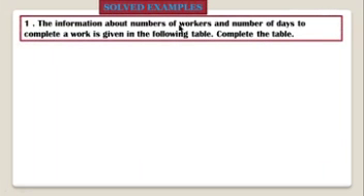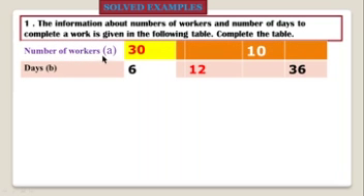Solved example. The information about numbers of workers and number of days to complete a work is given in the following table. Complete the table. Number of workers A, days B. Here 30 workers, then days required to complete that work 6. We don't know here. Here number of days are given. Here number of workers are given. Here we have to find out number of days. Here number of days given, and we have to find out number of workers.